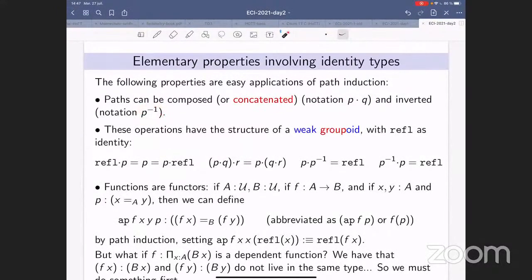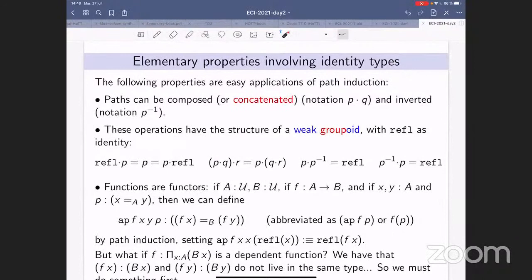And I even showed you yesterday that you can prove the laws of a group for the equality of paths. Okay, so here I should mention that if I speak about dimensions in terms of topology or geometry, we have dimension 0, dimension 1, and dimension 2 that come in. Okay, so dimension 0 are the elements of my type A.